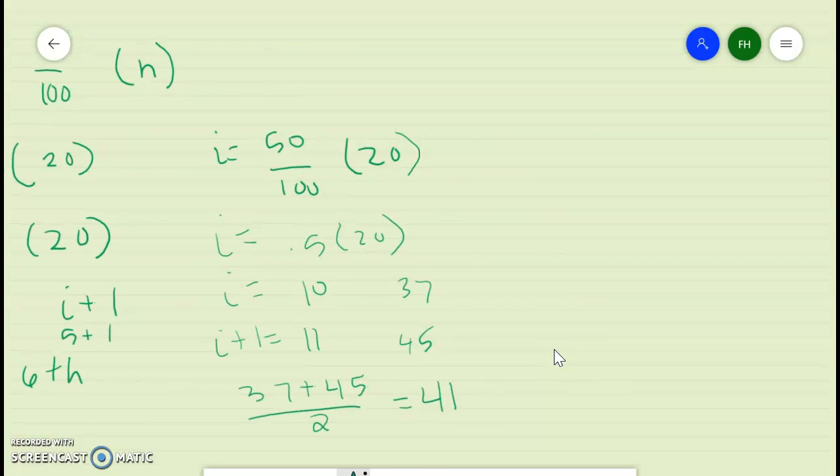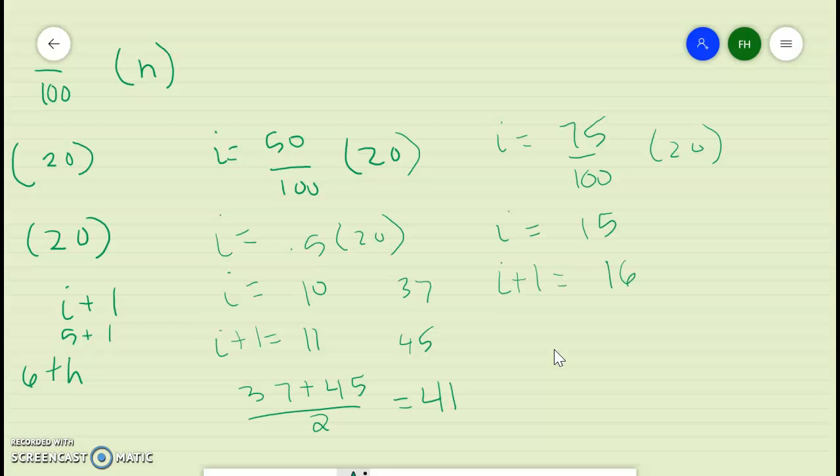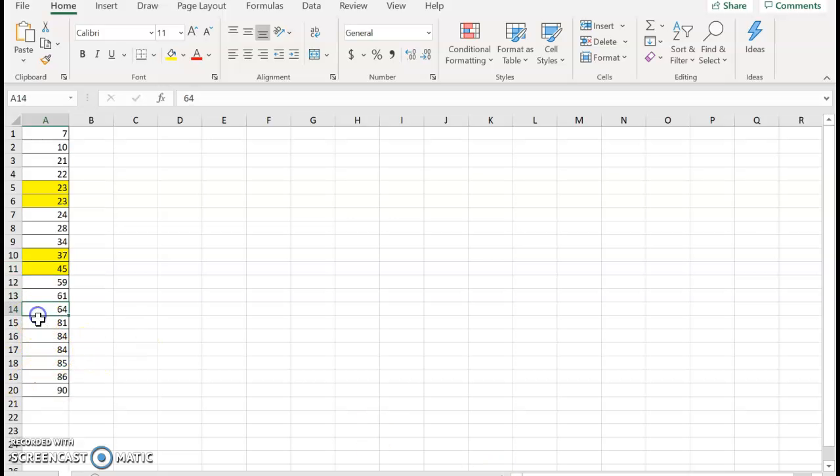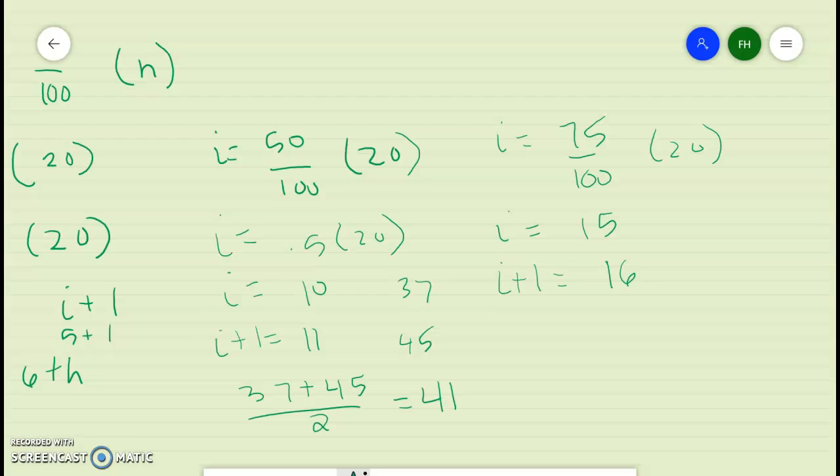Now for the 75th percentile, if you do that, you're going to get the 15th. So this is a whole number. Remember, if it's a whole number, we're going to do I and I plus 1. So the 15th and 16th position. The 15th position is 81, and the 16th position is 84. So we're going to average 81 plus 84, and that would be 165, so 82.5 for that one.